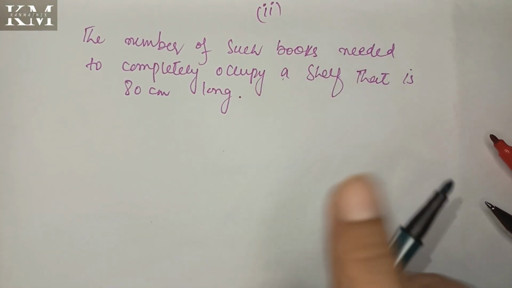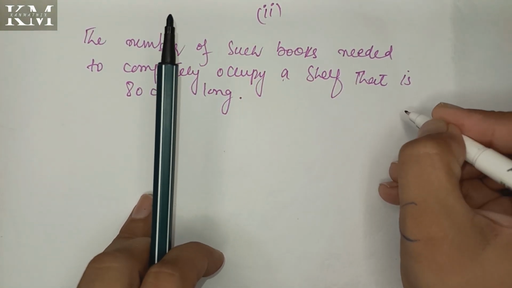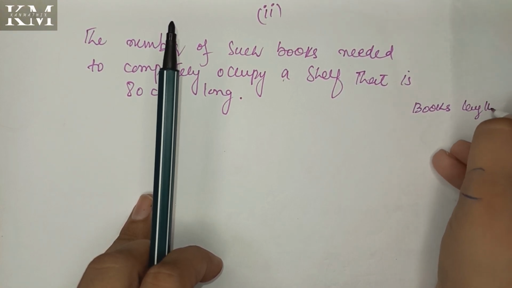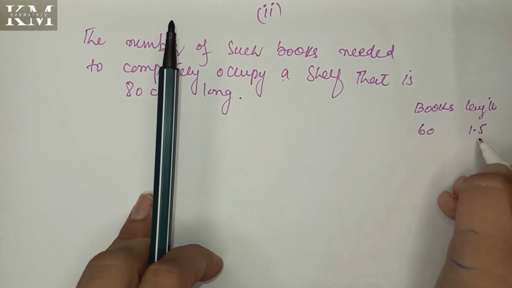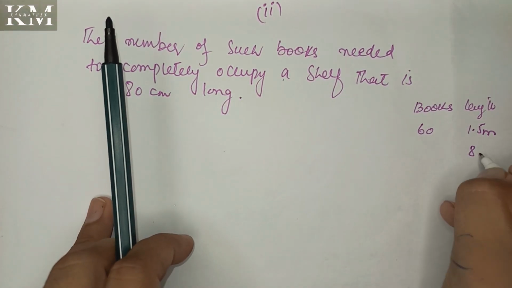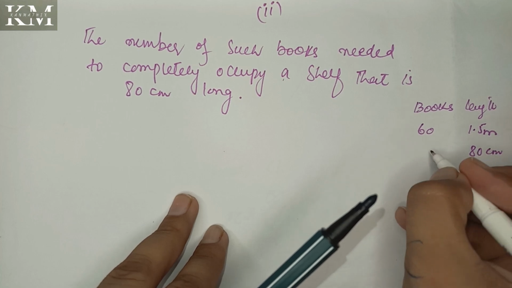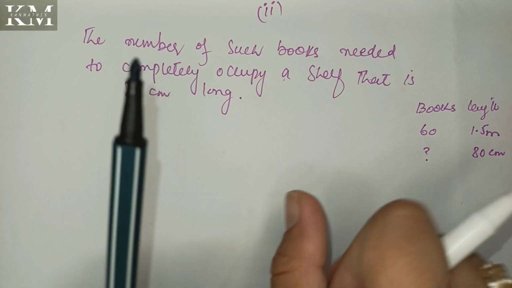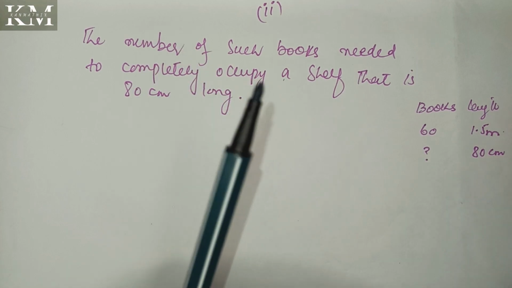So dear students, as you can see in the first part, we have checked the relation also, that it's a direct relation. Like we have the box and we have the length. Books were 60. This is the information which we have given, and the length is 1.5 meter. Now they are saying that if books are occupying 80 centimeter length, then how many books are occupying this length? Obviously we have to first make the unit same, and then we can solve it.